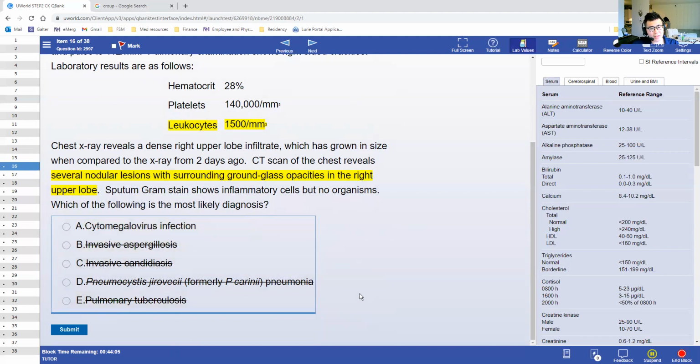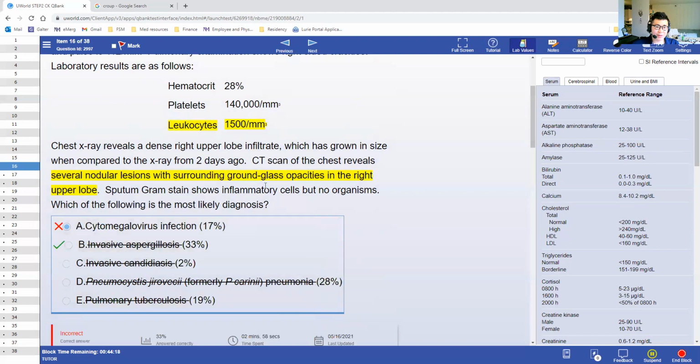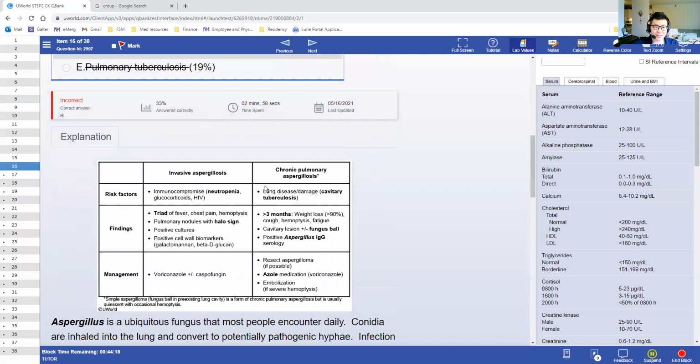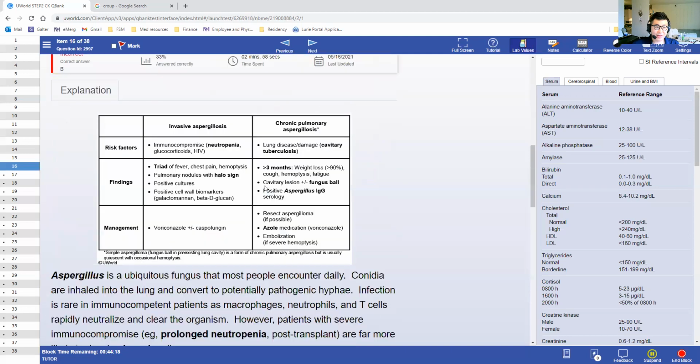So it kind of leaves me with these. All of these are either fungi or yeast or some kind of protist. This is the only virus one. And you know what? I think this is a virus. I'm going to go with alpha. Hmm, I second guessed myself. I got it wrong. The answer is aspergillosis.